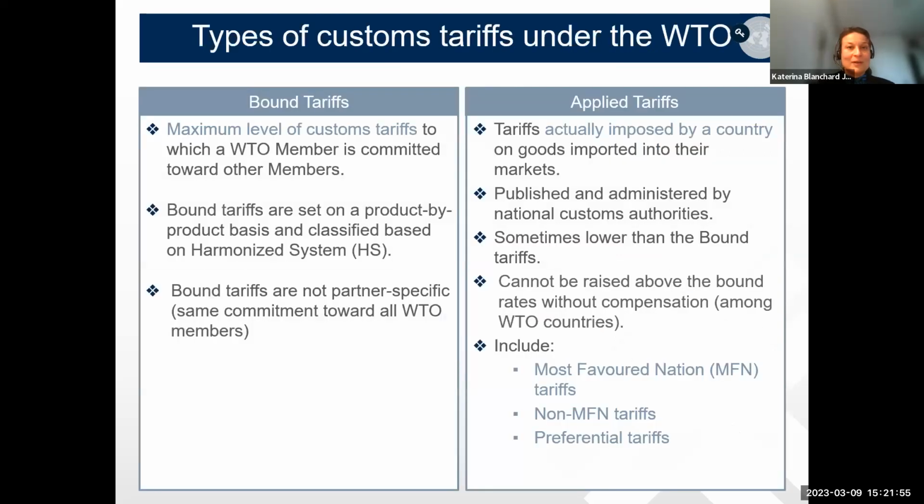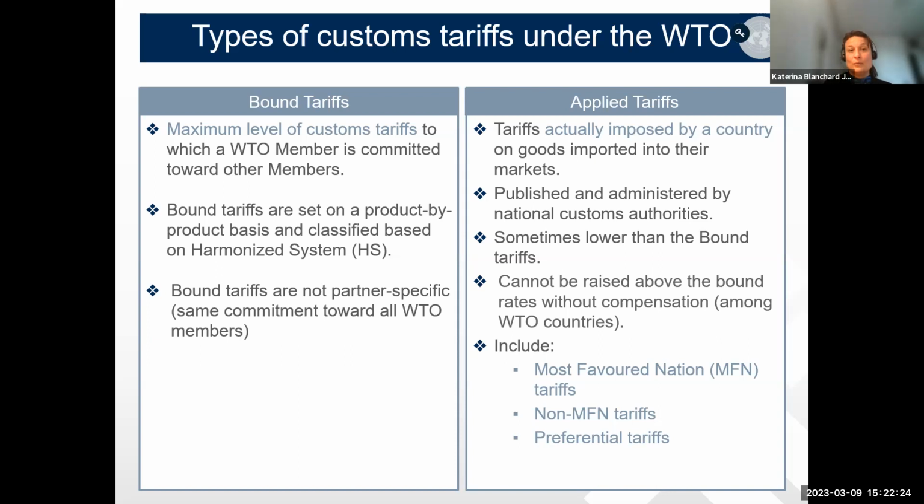Those of you who are familiar with the work of the World Trade Organization, the WTO, also know that there are different types of tariffs. Let's say the bound tariffs and applied tariffs. Our database, the Market Access Map, would include information on applied tariffs. It won't include the information on bound tariffs, which is the maximum level of customs tariffs to which a WTO member is committed toward another member.